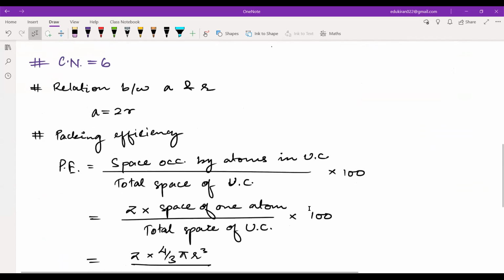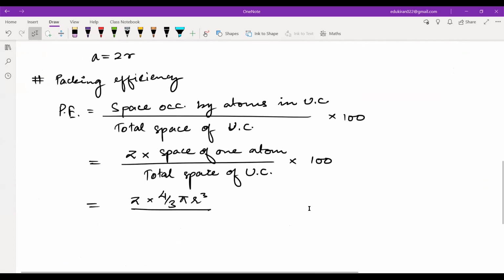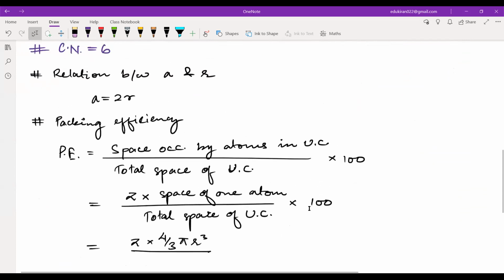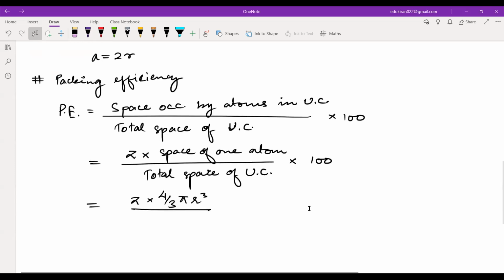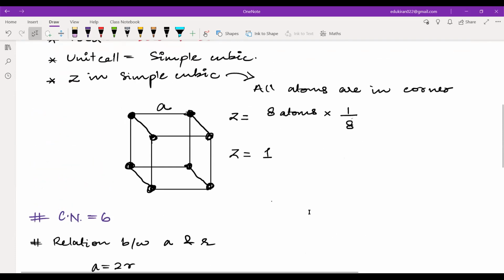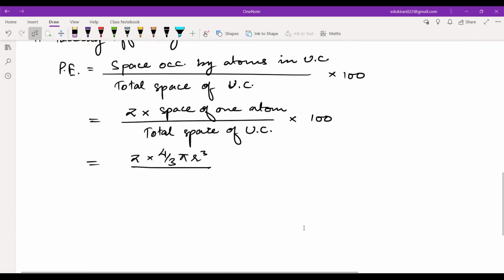What will be the space? It will be volume or area? Volume. So what is the volume of a cube? If the edge length is A, what is the volume of a cube? ये भी नहीं पता. A cube. Very good.